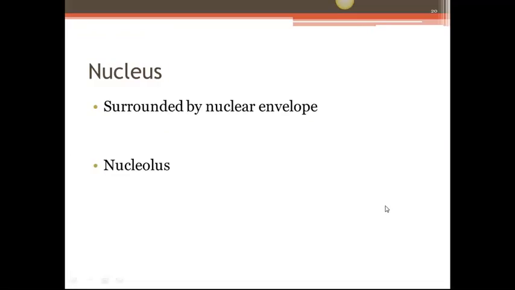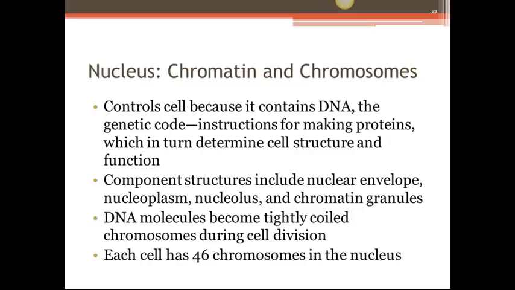The nucleus is surrounded by the nuclear envelope, which is made up of two separate membranes that contain a nuclear pore, which permits large molecules to move into and out of the nucleus. The nucleolus is a dense region in the nuclear material. The nucleus contains chromatin and chromosomes.